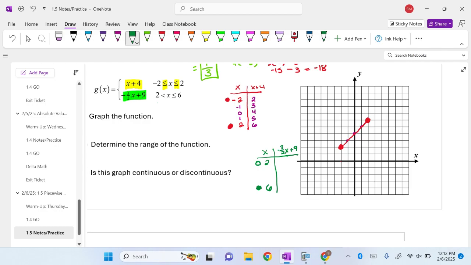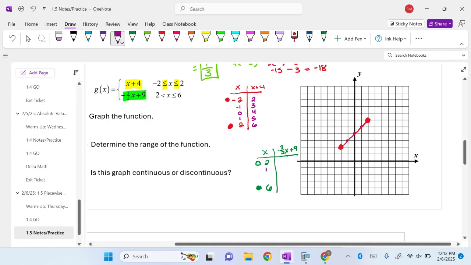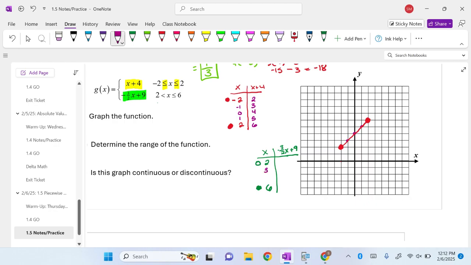Now, I'm going to list some points. We're not going to list all of the points between 2 and 6, just a couple. Usually 2 to 3. That's usually the sweet number. So I'm going to do, let's say, 1. Nope, not 1. That's obviously not between 2 and 6. I'm going to say 3, 4, and 5.